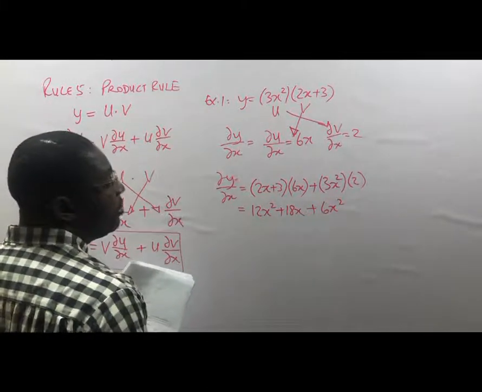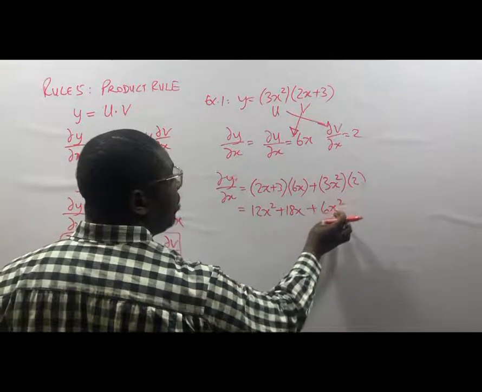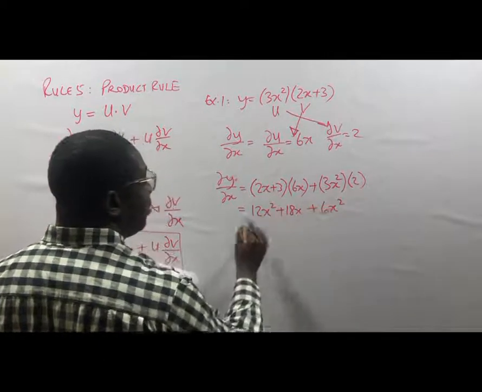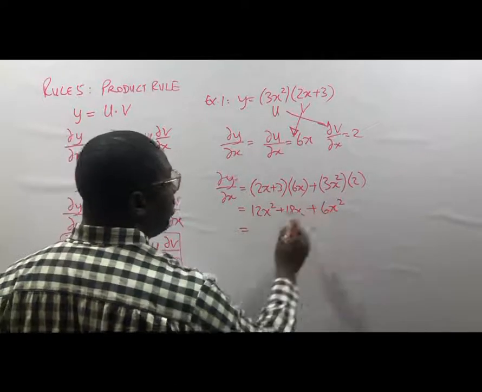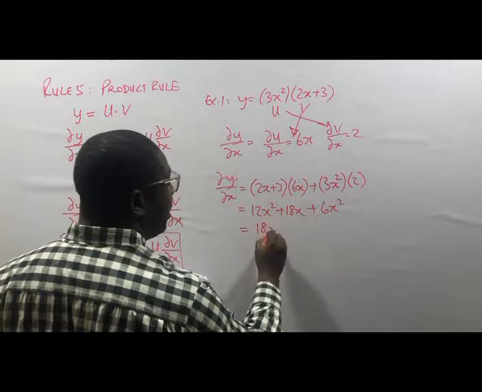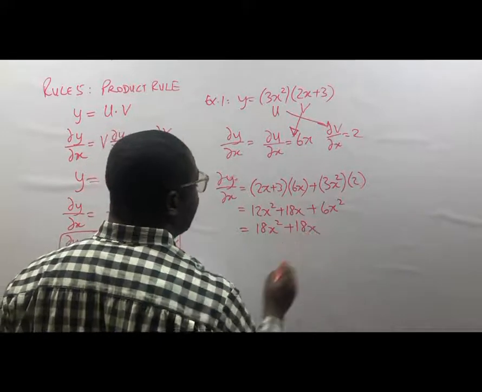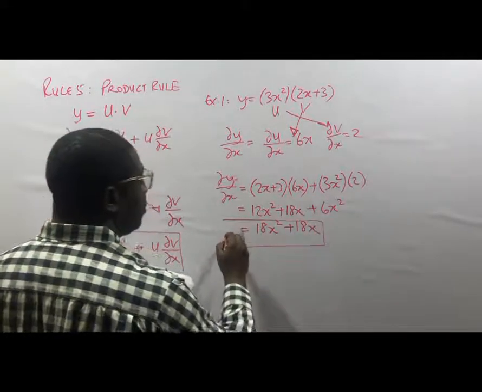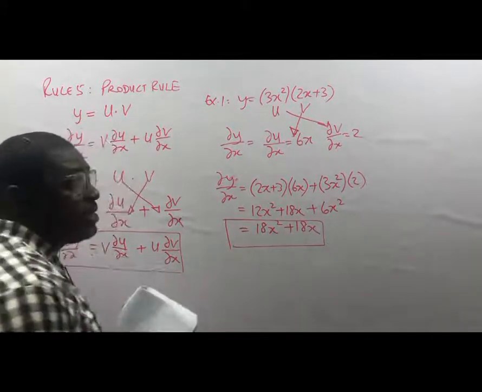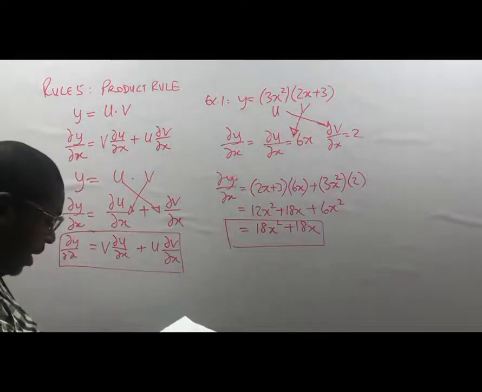Can we pull like terms? We have x squared here, and we have x squared. So our answer will be 12x squared plus 6x squared, which gives us 18x squared plus 18x. So this is the answer to this question as much as we can.